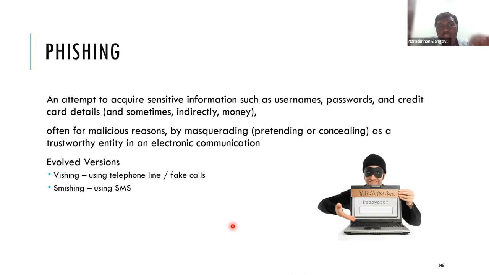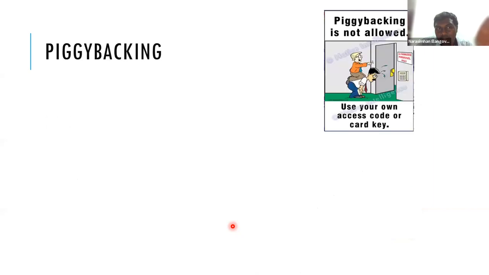Now, phishing has got two variants, vishing and smishing. Vishing is over a phone call. Hello, we are calling from ICICI Bank. Please tell these details. Smishing, you get an SMS, you click a link and you fall for it, right? That's smishing.